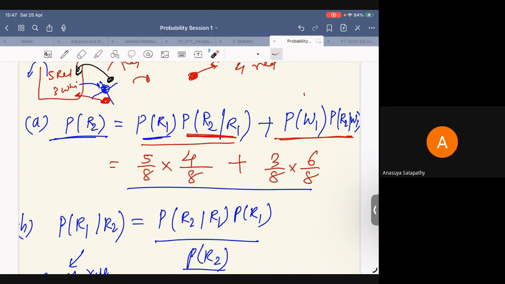Whenever we have to consider both of the conditions, like first time we have to take a ball, second time we have to take a ball, so we have to consider both of the conditions, we multiply. Okay.